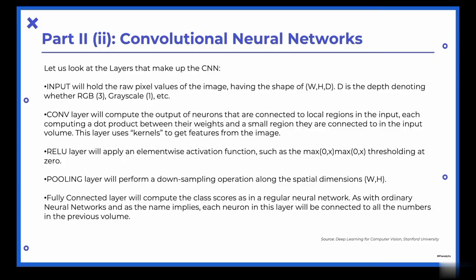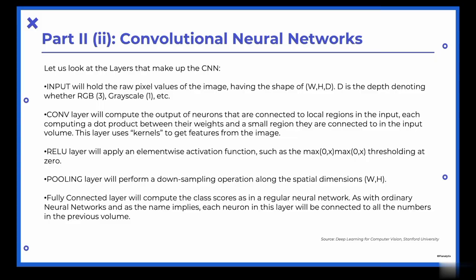The convolutional layer will compute the output of neurons that are connected to local regions in the input, each computing a dot product between their weights and a small region they are connected to in the input volume. Basically, the layer will employ a number of filters of a specific kernel size to convolve with the same local region on the image to get features.